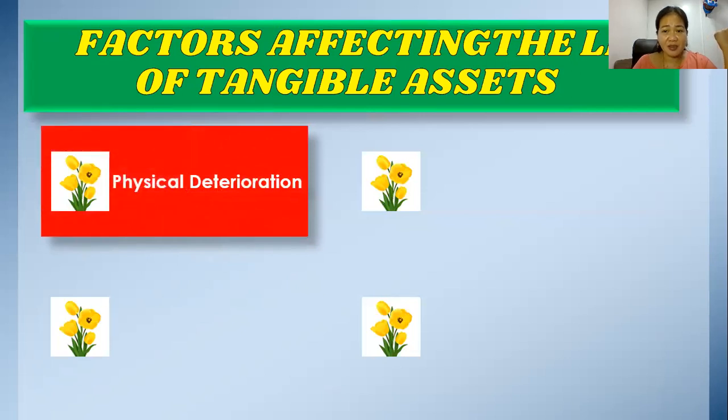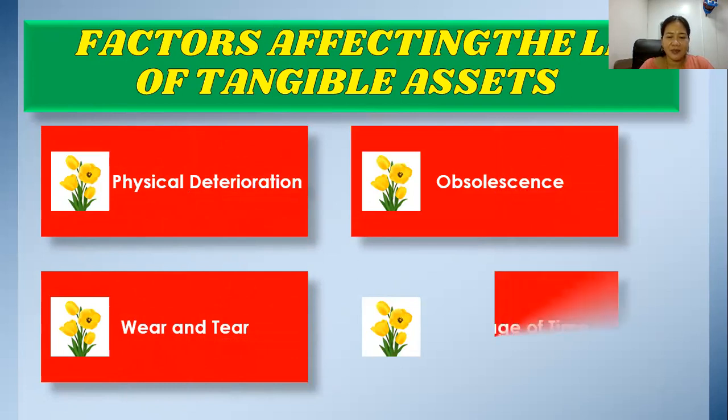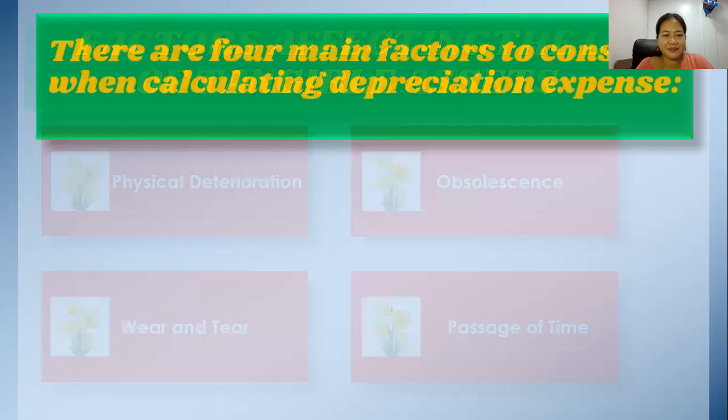Factors affecting the life of tangible assets. So we have physical deterioration. Normally, the physical aspect of the assets deteriorates after the passage of time. Then we have obsolescence due to new inventions. Assets will become obsolete. And then wear and tear, the normal wear and tear of assets. And then, of course, passage of time. After many years have passed, the physical aspect of tangible assets would really deteriorate.